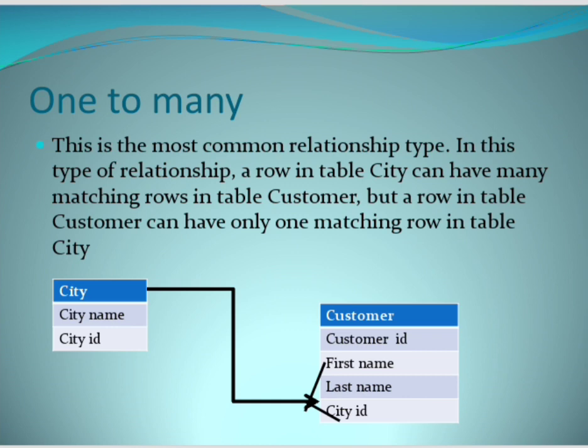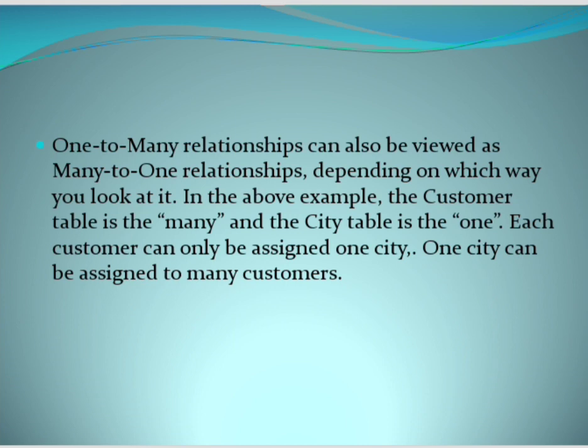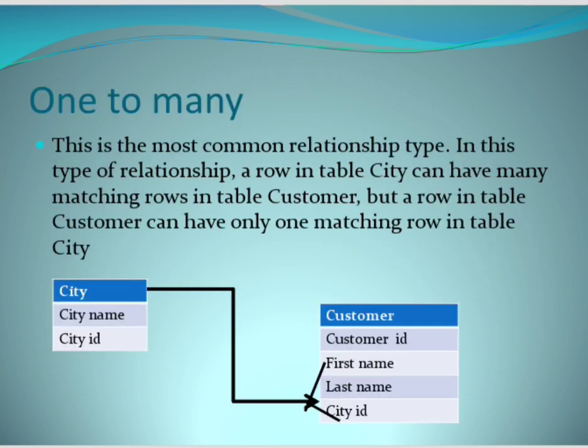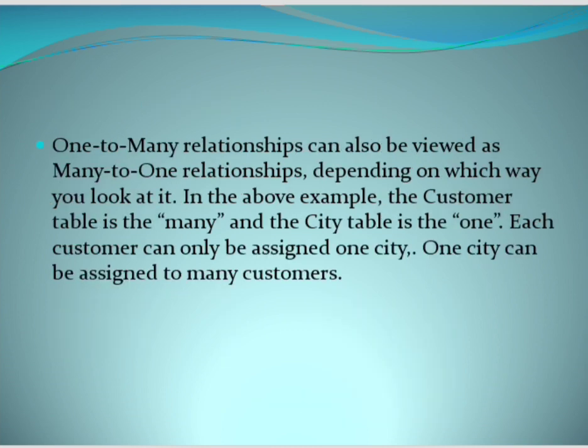And now we are going to see one to many. One to many relationships can also be viewed as many to one, depending on which way you look at it. In the above example, the customer table is the many and the city table is the one. So each customer can only be assigned one city. One city can be assigned to many customers.